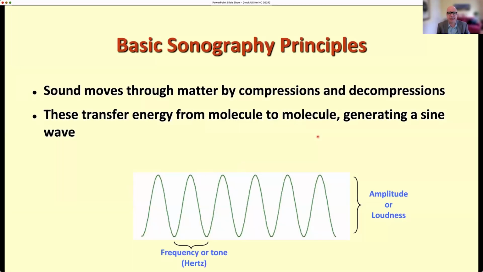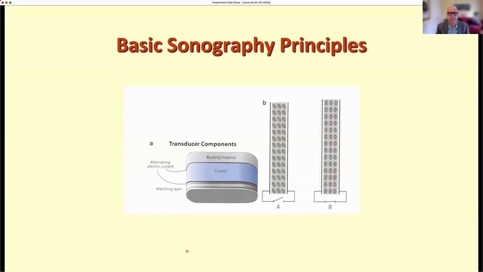Okay, basically, sonography principles indicate that sound moves through matter with compressions and decompressions. These decompressions transfer energy from molecule to molecule, and they generate a sine wave you're familiar with. And there are two important measures of the sine wave. The amplitude is the loudness. In a way, we don't hear ultrasounds, but there is an amount of energy that depends on the amplitude. But for us, what is most important is the frequency, so how close every single wave is to each other.